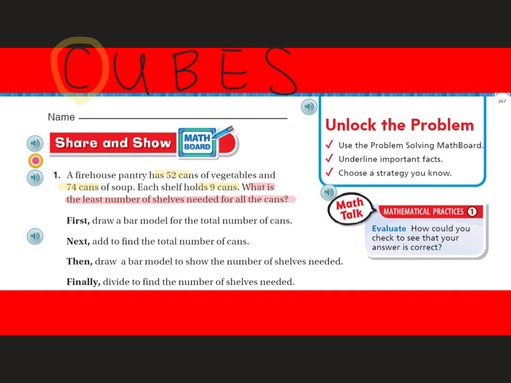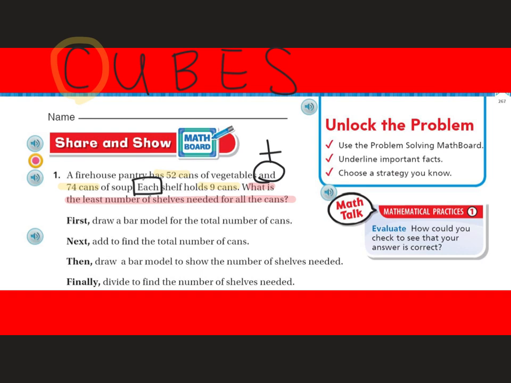Then I am going to box the clue words. A firehouse pantry has 52 cans of vegetables and 74 cans of soup. The word and, that is our clue word because that tells us that it can be an addition problem. When I go to the next sentence, each shelf holds 9 cans. The word each implies division. I know that I will have to do an addition and then division to solve this problem.